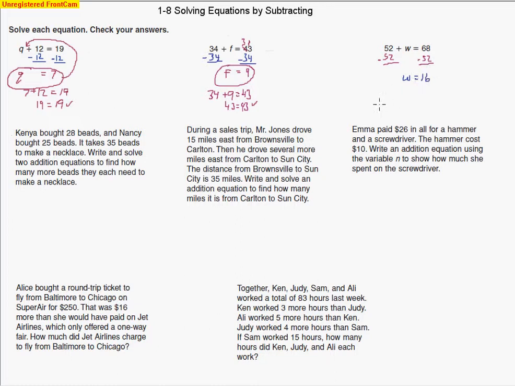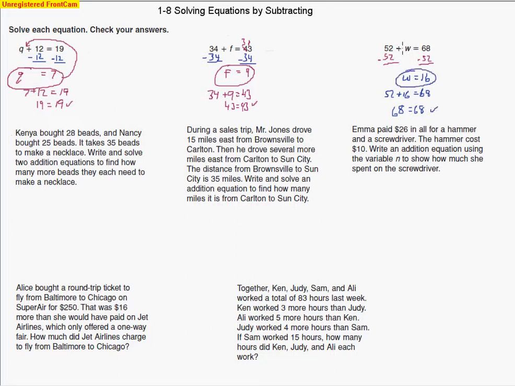Well, let's just double check and make sure we did that right. 52 plus 16 should equal 68. So we go ahead and add those numbers. 6 and 2 do make 8. 5 and 1 do make 6. And those two numbers agree. So that means, yes, we did it correctly.